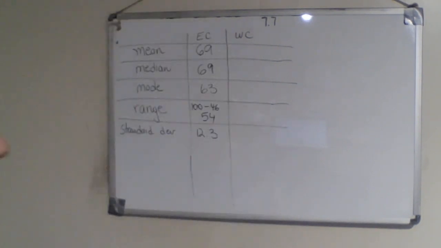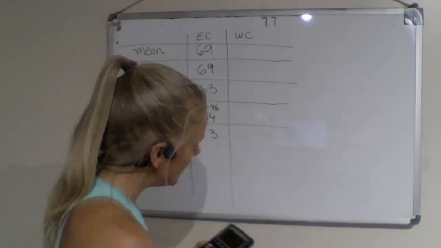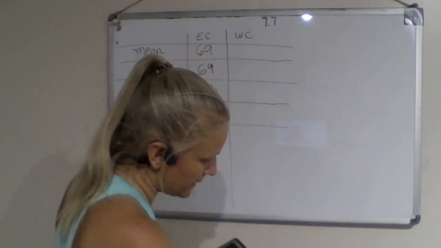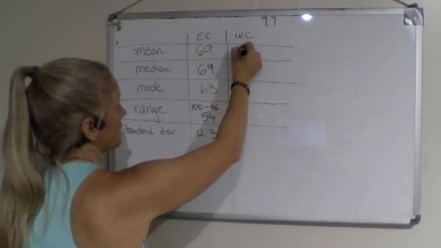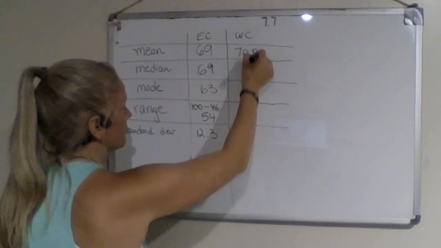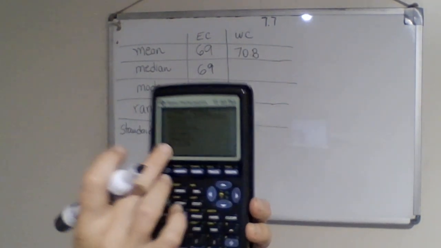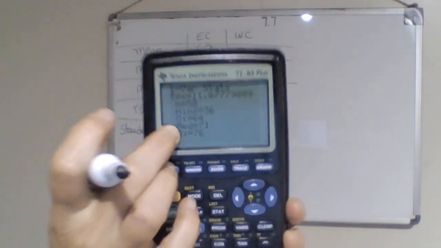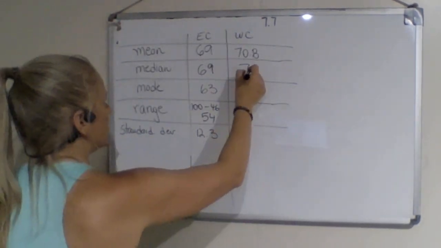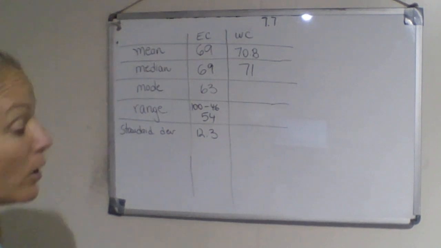And here it is. First thing, my mean is 70.8. So it's about, well, they didn't round this one. 70.8 is my mean, right? I need to know my median. If I go down until I read the words med, my median is 71. That's the middle number. My mode, I don't know.